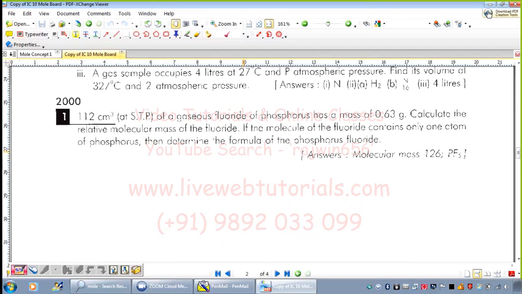Yes, see this question. 112 centimeter cube. Okay, the volume that is given is at STP, standard temperature and pressure. So here we are not going to take the RTP volume, which is 24 dm cube, but we are going to take the STP volume, which is 22.4 dm cube. Okay, 112 centimeter cube at STP of a gaseous fluoride of phosphorus has a mass of 0.63 grams. Calculate the relative molecular mass of fluoride.